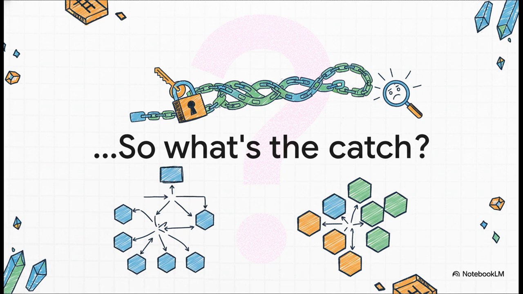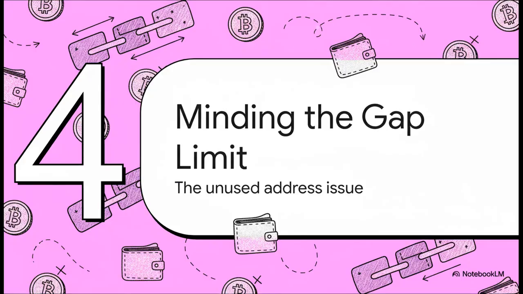This all sounds just about perfect, doesn't it? A secure, infinitely scalable system. But, with engineering, there's almost always a but. There's a subtle little catch we have to talk about. And that catch is called the gap limit. It's a practical problem that pops up because of how wallets have to find your transactions on the blockchain.